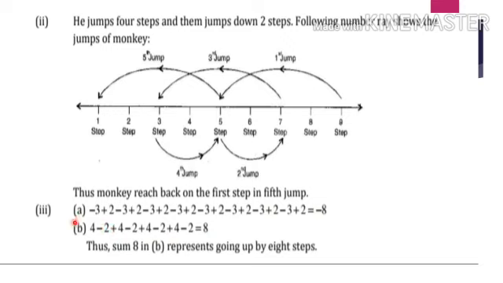And the second case, he jumps 4 steps up, represented as a positive integer, and 2 steps back is represented as a negative integer. In the same way, 4 plus minus 2 plus 4 plus minus 2 plus 4 plus minus 2, we get the answer 8. Thus the sum 8 represents going up by 8 steps.